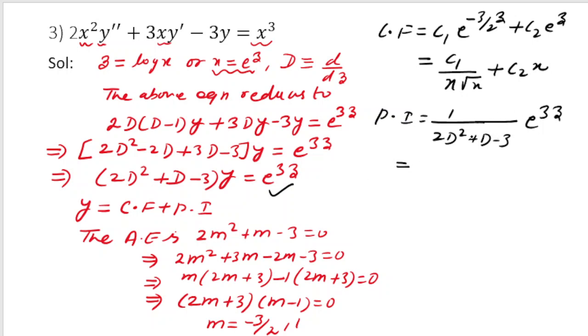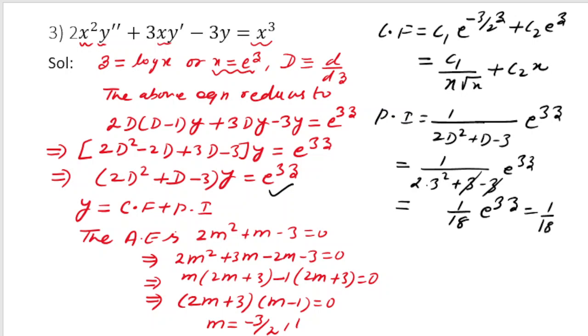So now we know how to do this operator. We can write 1 by, and in place of D you write 3, so 2 into 3² + 3 − 3, e^{3z}. So 3 and 3 cancel, 3² is 9 into 2 is 18, so I will get 1/18 e^{3z}, and e^{3z} is nothing but x³, right? e^{3 log x} is log x cubed, and e and log are inverse, so 1/18 x³.